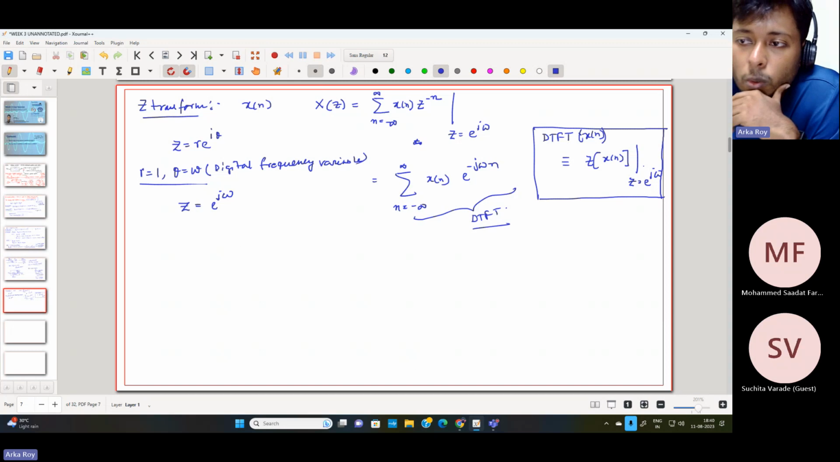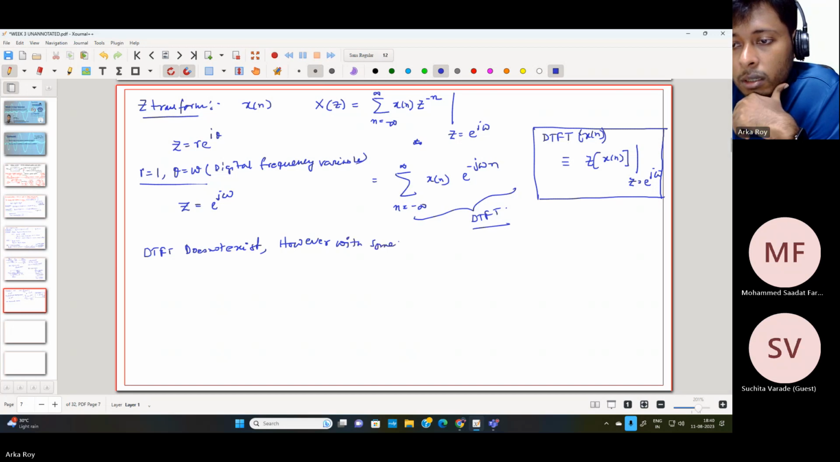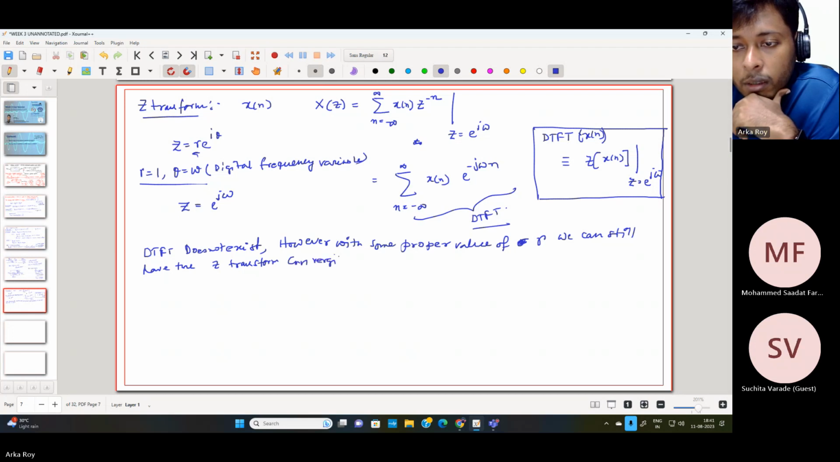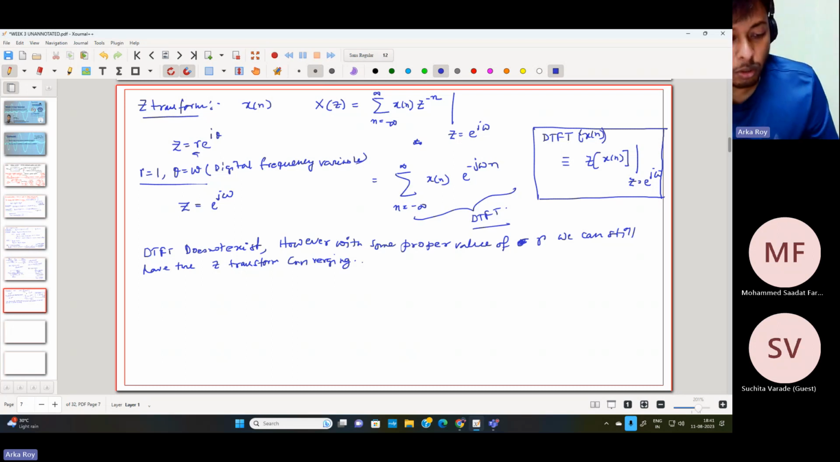So in this way, we have shown that the DTFT is a special case of the Z transform, and we'll see one particular example where the DTFT does not exist. However, with some proper value of R, so this R is basically this one, with the proper value of R we can still have the Z transform converging. So we'll see that example shortly.